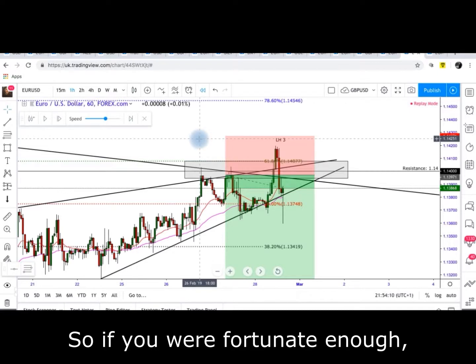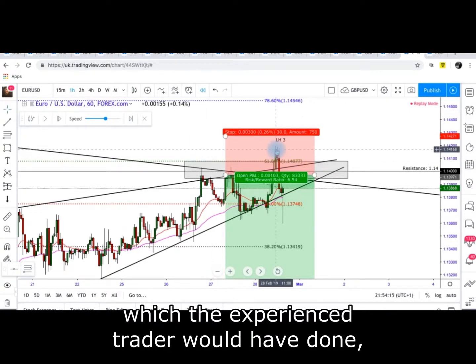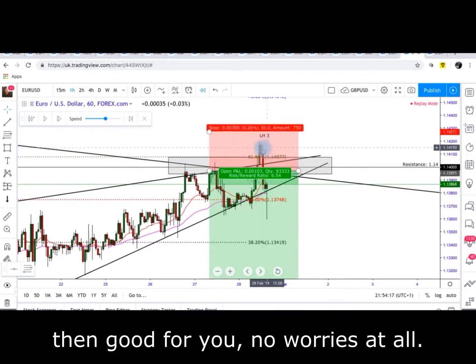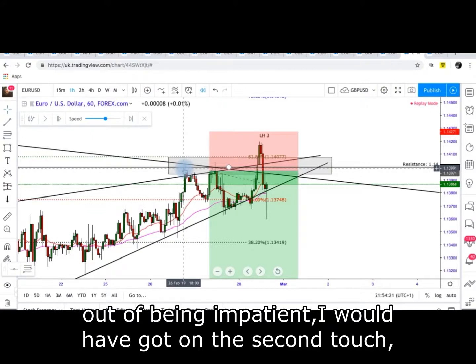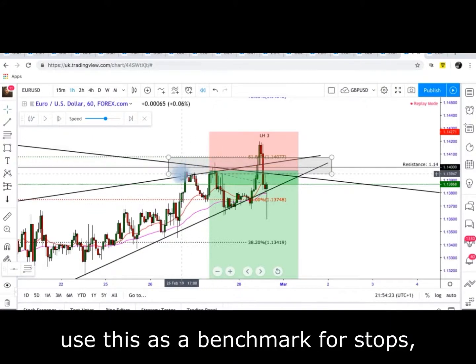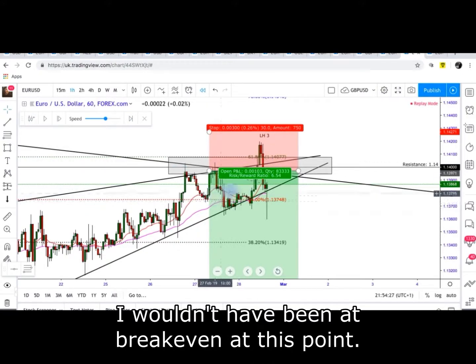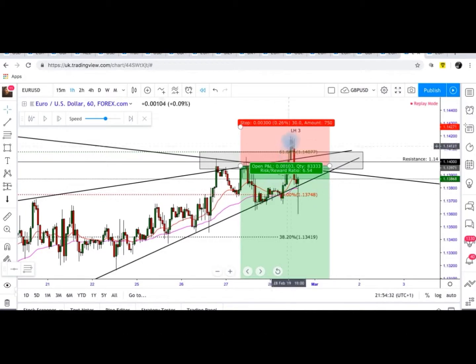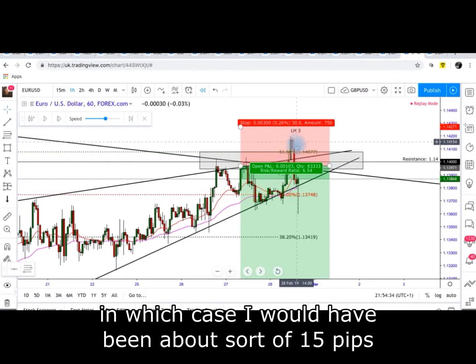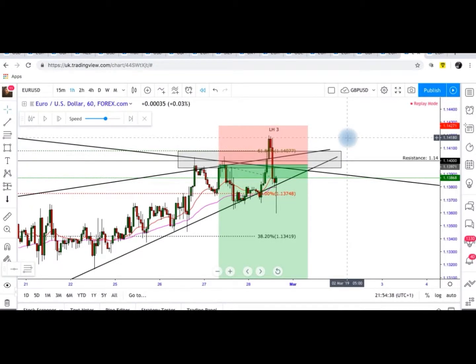So if you were fortunate enough and you'd actually managed to get in on this spike, which the experienced trader would have done, then good for you, no worries at all. But most people would have got in here on this first touch out of being impatient. I would have got in on the second touch, used this as a benchmark for stops, and price would have come up. I wouldn't have been at break even at this point. Price came up. It came into my stop, in which case I would have been about sort of 15 pips in drawdown, maybe a little bit more, 20 pips. And then price returned again.